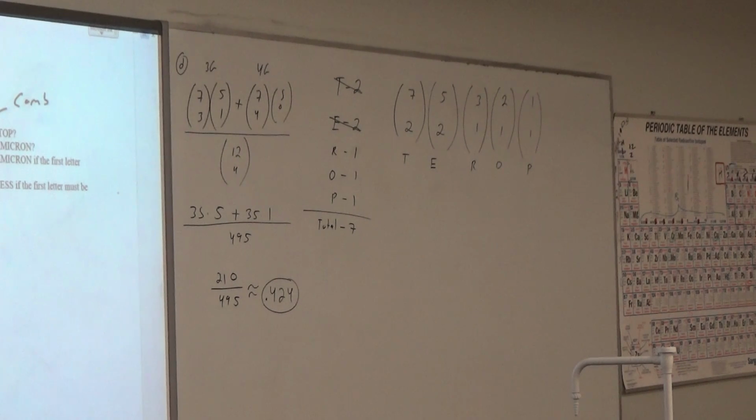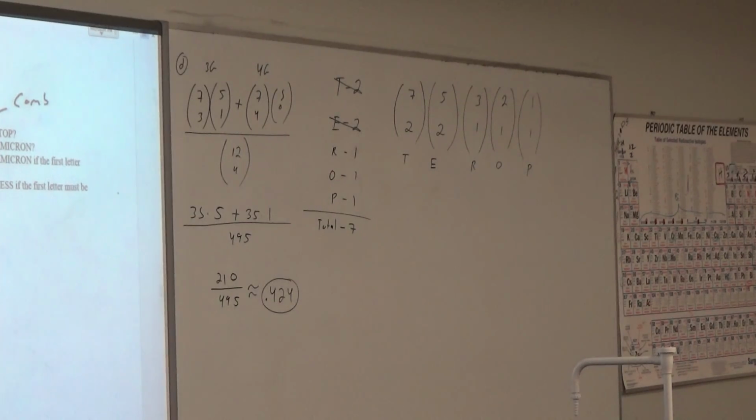So I asked you guys, how come it doesn't matter that I selected the T's first? What if I pick the R's first, or the P's first? Why does it not matter? I'm still taking off the same amount of spaces. And what am I really doing with all of those different numbers? Multiplying. Multiplication is commutative and associative, right guys?